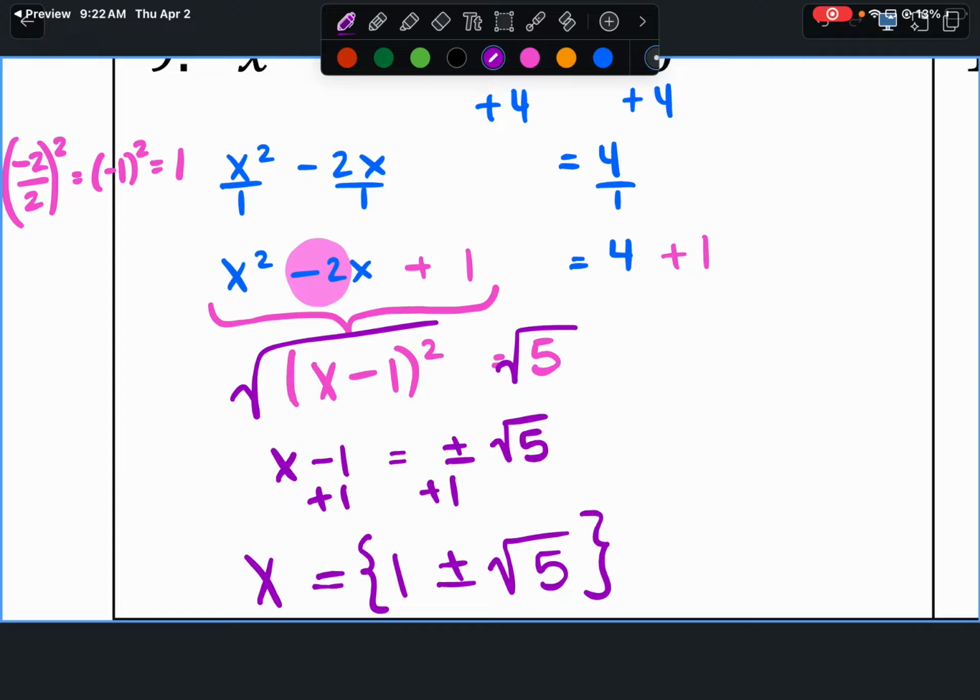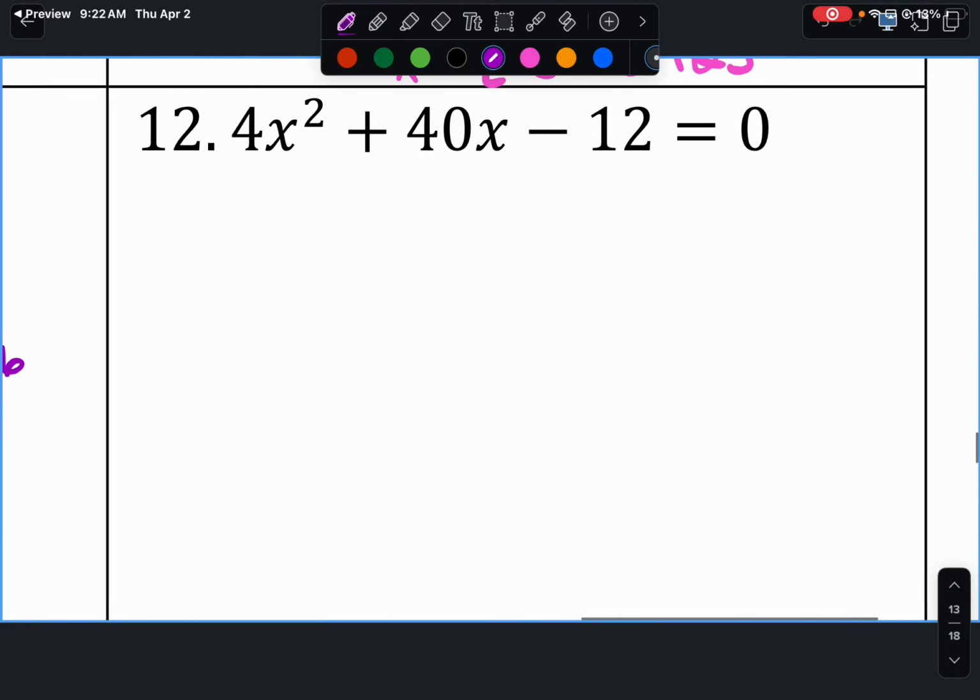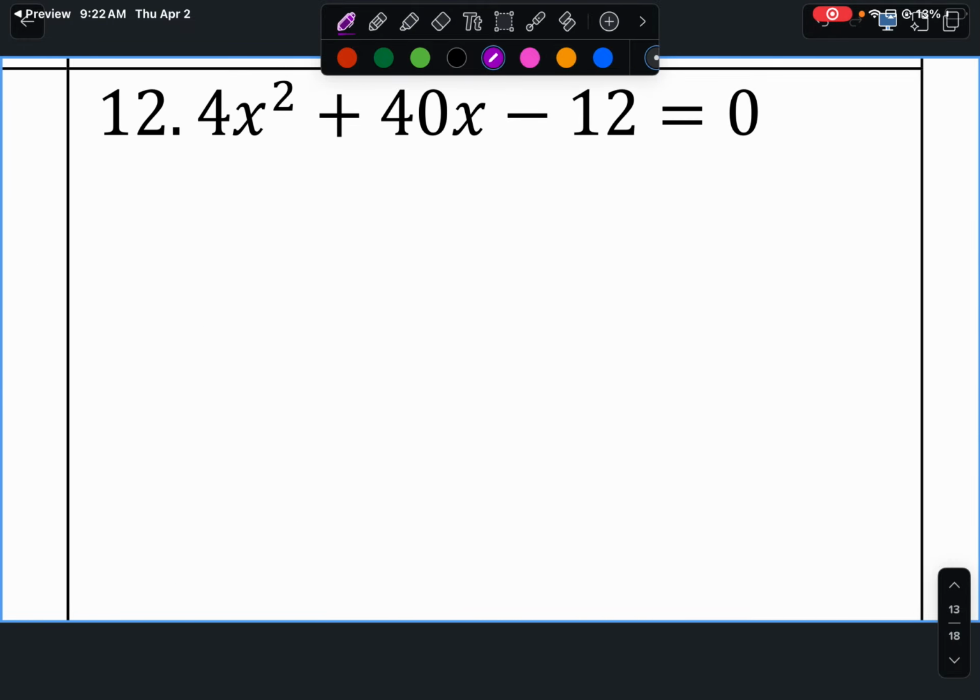Now, that is the same thing as the square root of negative 1 times the square root of 4. What is the square root of negative 1? And what's the square root of 4? So it would be plus or minus 2i. And then what do I do? Yep, it goes 2 plus or minus 2i.